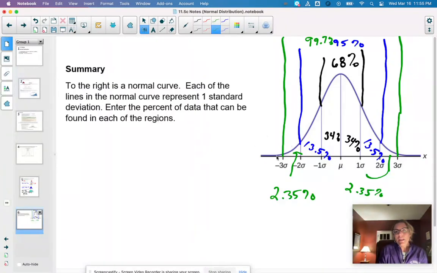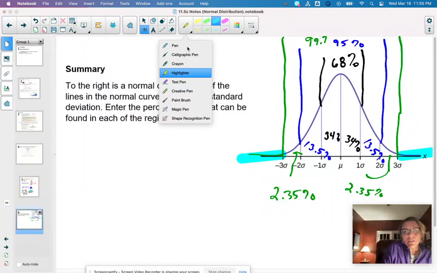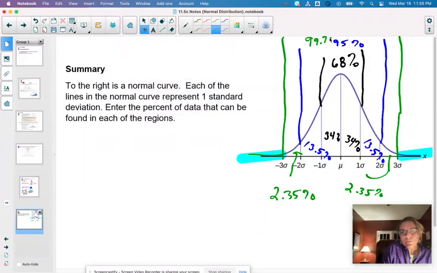And then everything else, let's go to a different color here. Everything else over here and over here is going to account for the other part, so that the total area under the curve, the total probability, is going to be 100%. And I just want to fix that. That should be a percent sign. And that is it.